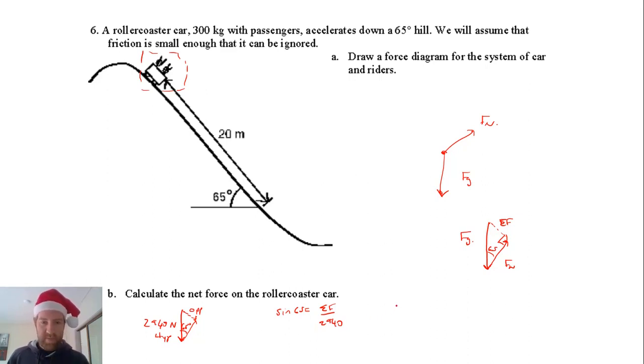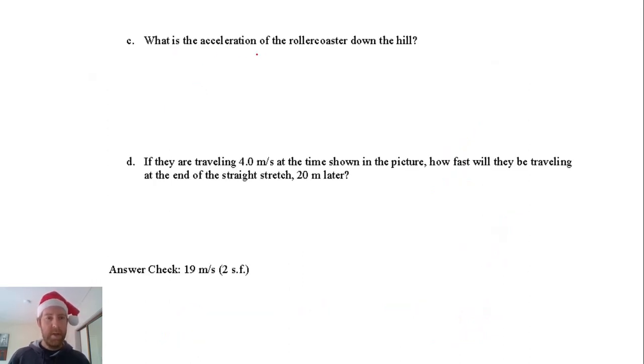Times by 2940, you get total force equals 2940 times sine 65. Calculator says 2665 newtons, rounded off, but I'll keep it in my calculator so I can use the answer button for the next one. What's the acceleration?